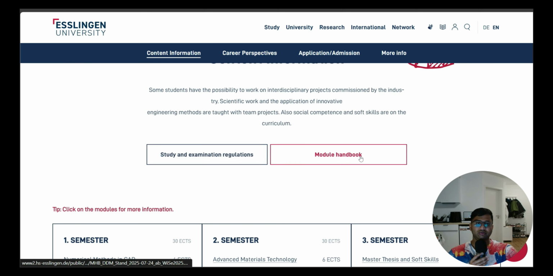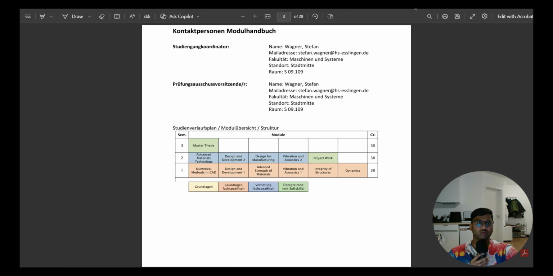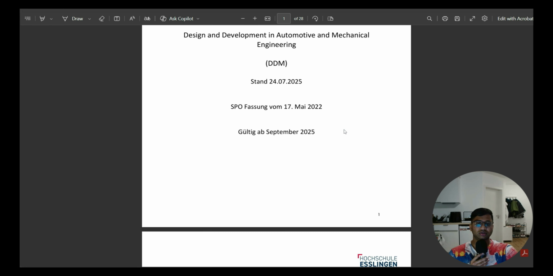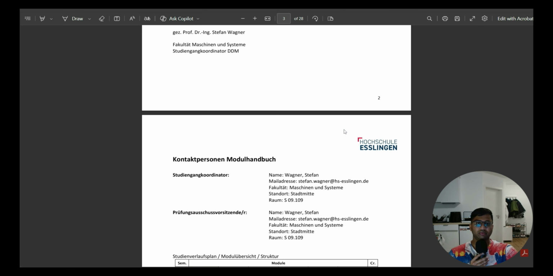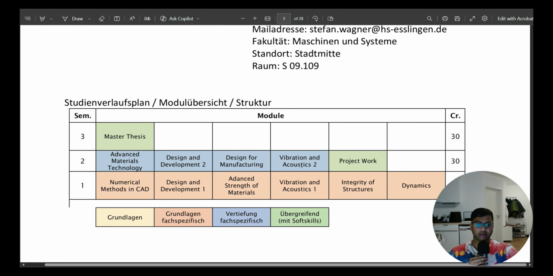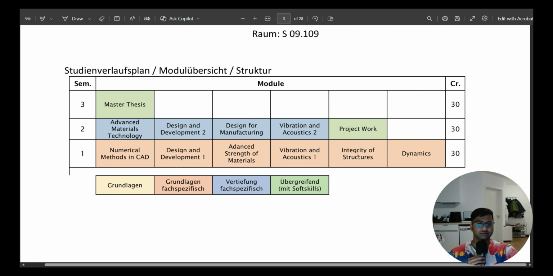At first we will go into the module handbook, because if a person is interested in this particular course, he can also just go into this program's module handbook and check the semesters. Here you can see Numerical Methods in CAD, Design and Development 1, Advanced Strength of Materials and Mechanics, Vibration and Acoustics, Integrity of Structures, Dynamics. In the first semester you will do 30 credit points, and in the second, Advanced Material Technology, Design and Development 2, Design and Manufacturing, Vibration and Acoustics 2.